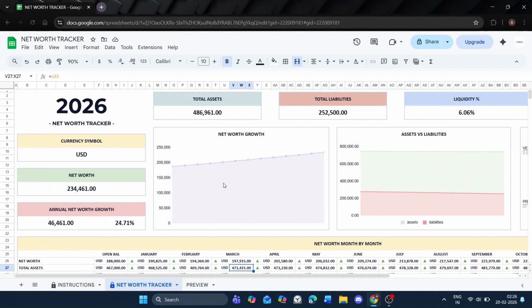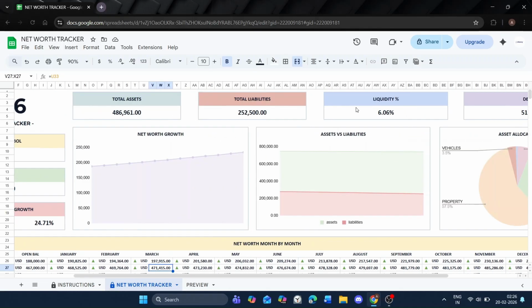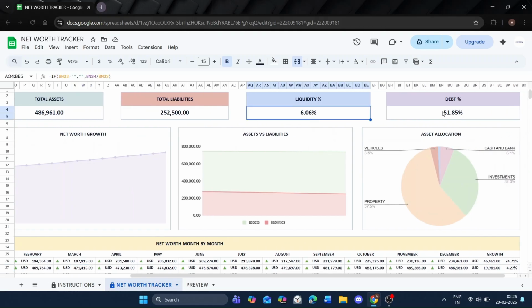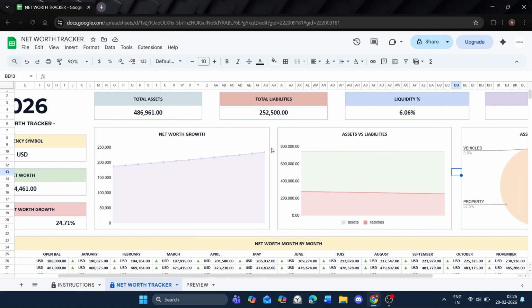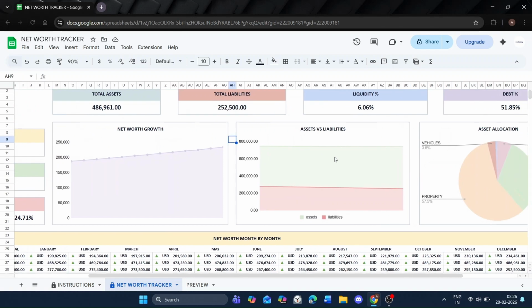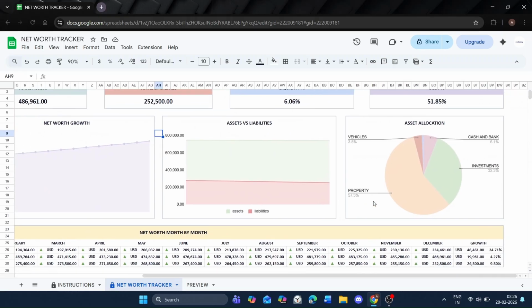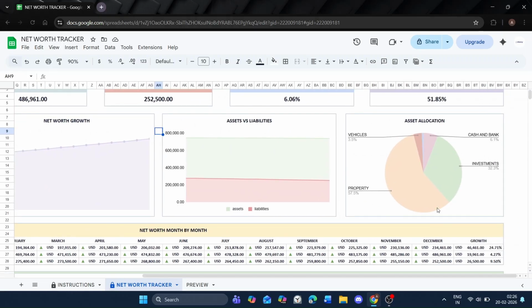At the very top, there are different KPIs like annual net worth growth, total assets, total liabilities, liquidity percentage, and debt percentage. Again, this is for you to be able to understand your financial position more clearly, and to analyze your finances better. These charts will help you understand your net worth growth, your assets versus your liabilities, and also your asset allocation, how it is allocated across different categories of assets.